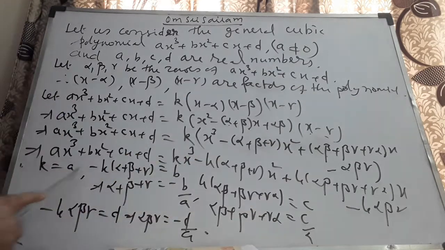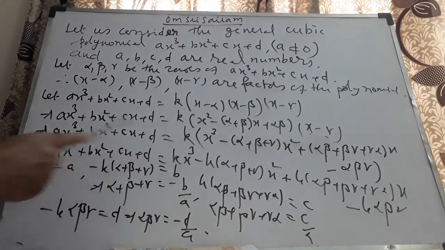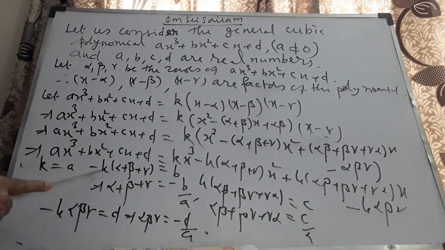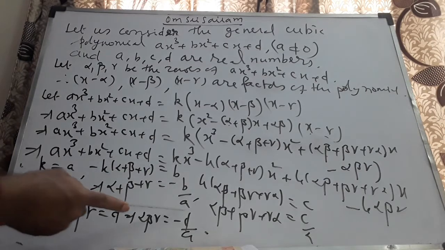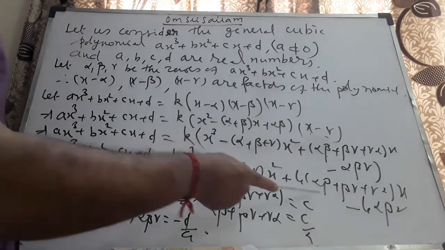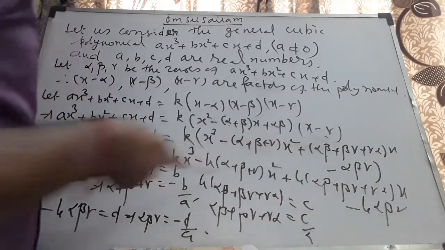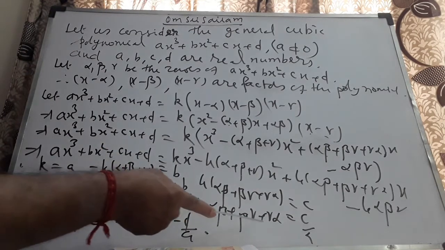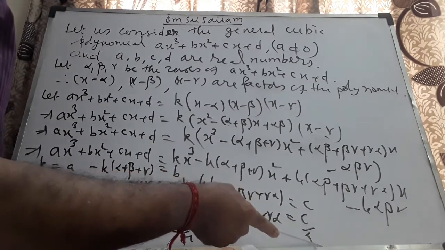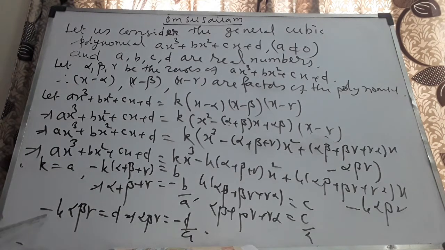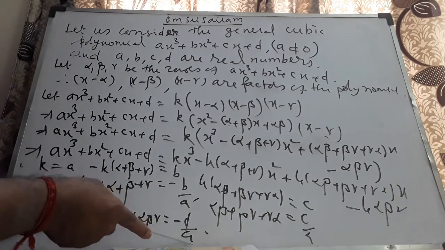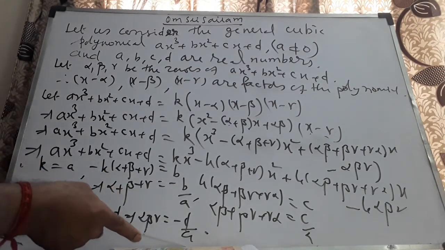Multiply k inside and compare the coefficients. I will get k equal to a. Then minus k into alpha plus beta plus gamma will be equal to b. Now alpha plus beta plus gamma is minus b by k. K can be replaced again by a. Then k into alpha beta plus beta gamma plus gamma alpha is equal to c. Now alpha beta plus beta gamma plus gamma alpha is c by a. Then finally alpha beta gamma into minus k will be d. Alpha beta gamma will be equal to minus d by a. I am replacing k everywhere by a.